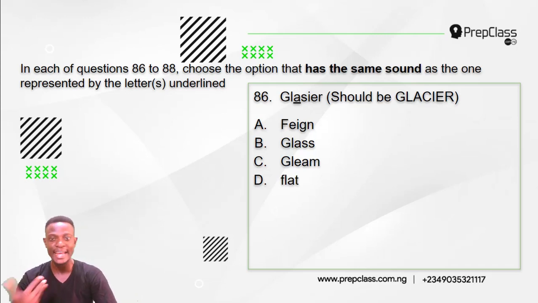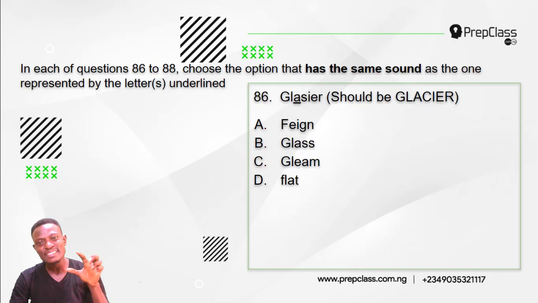Option B, we have glass. Option C, we have gleam. Option D, we have flat. So which of these options has the same sound as the letter A in glacier?